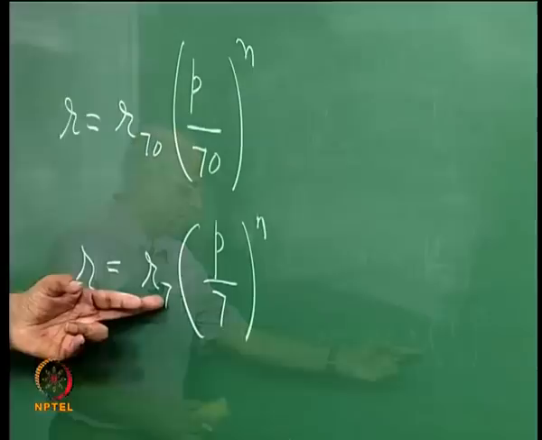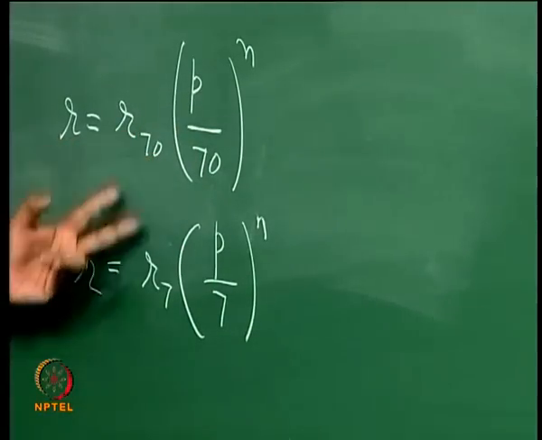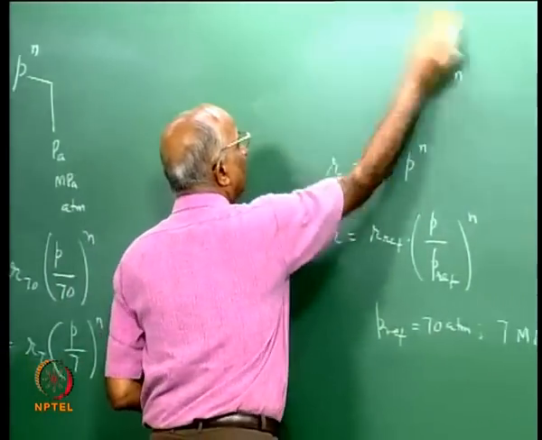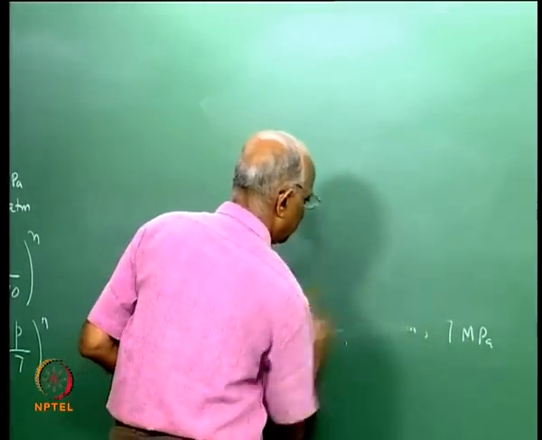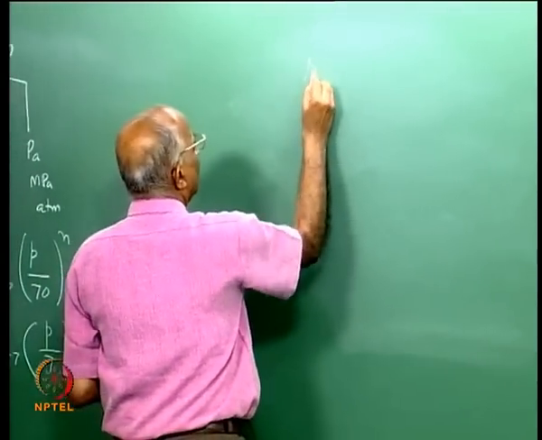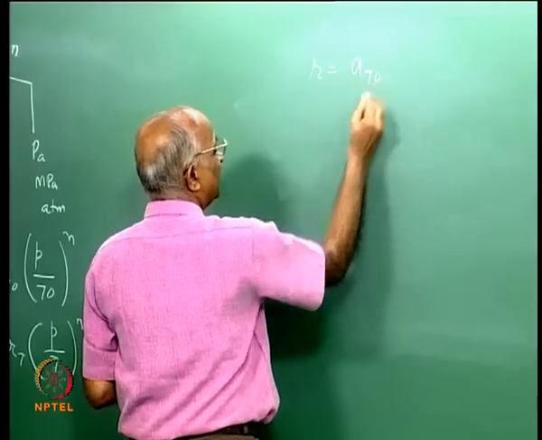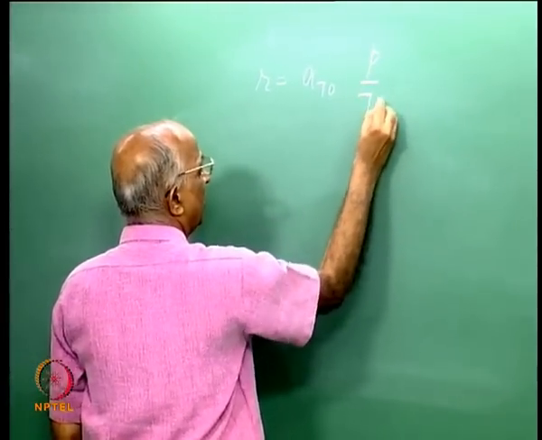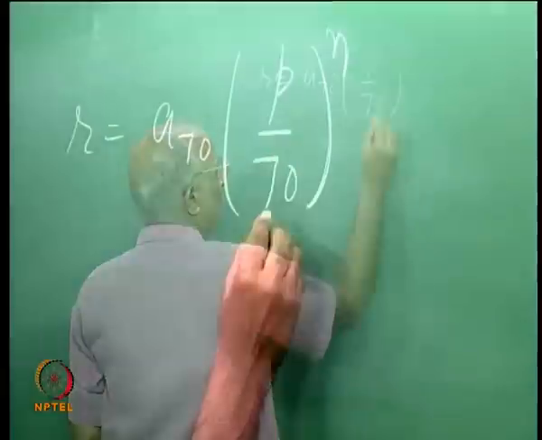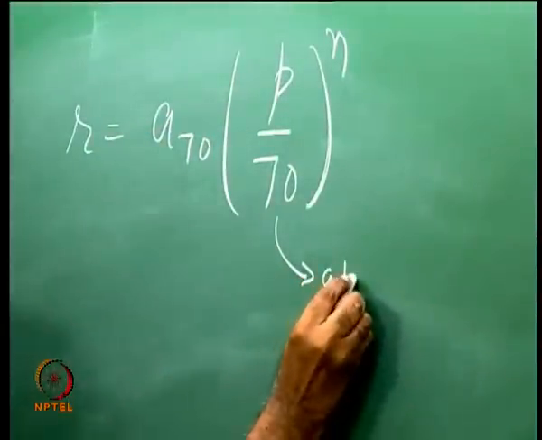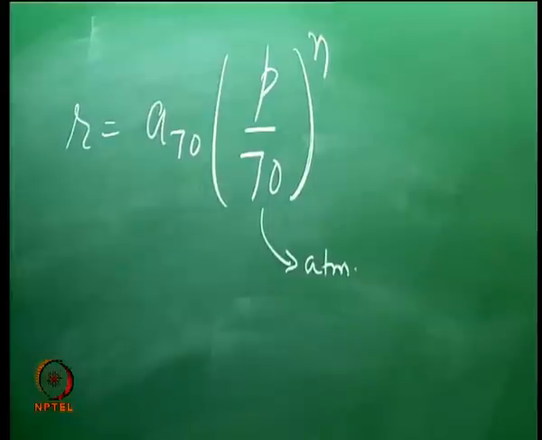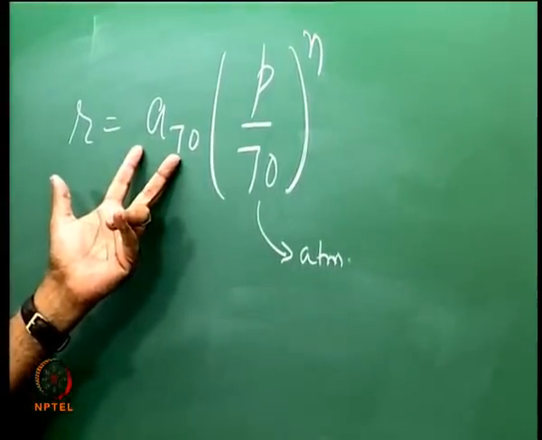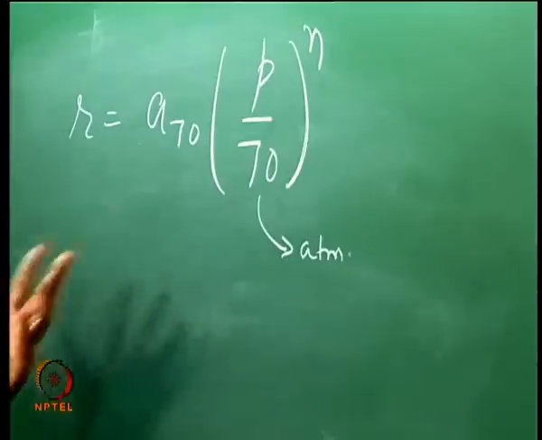This is at 7 megapascal, same as 70, and therefore, many books write the value of R as R is equal to A 70, they say this is your reference at 70, into P divided by 70 to the power n. You must remember immediately that we are talking of atmospheric pressure. Therefore, the question is, what is A 70? A 70 is the burn rate at the reference pressure of 70 bar.